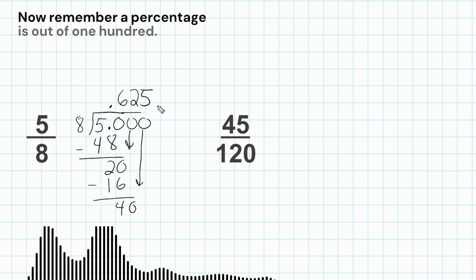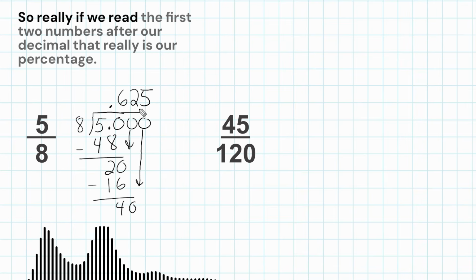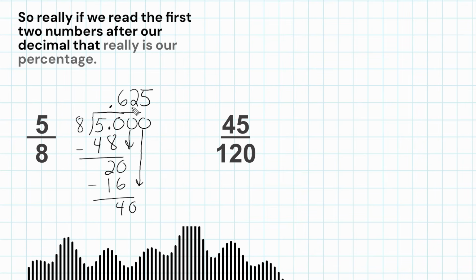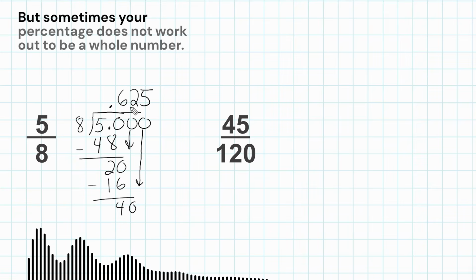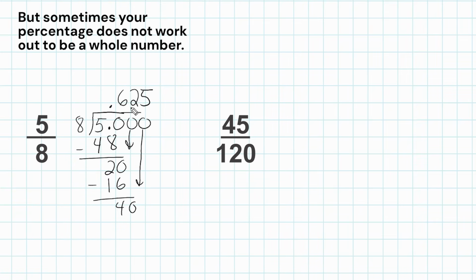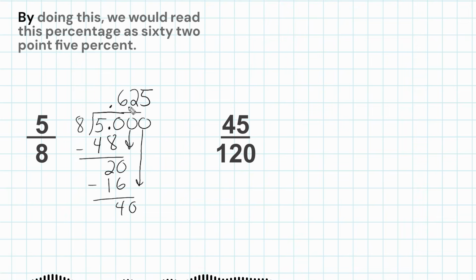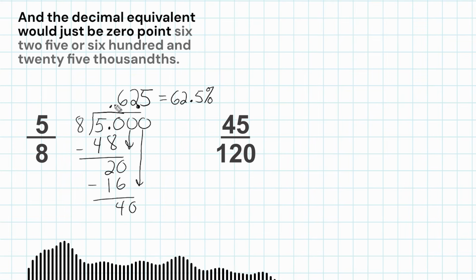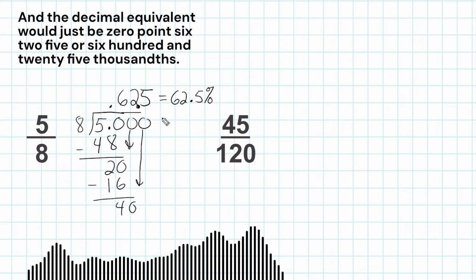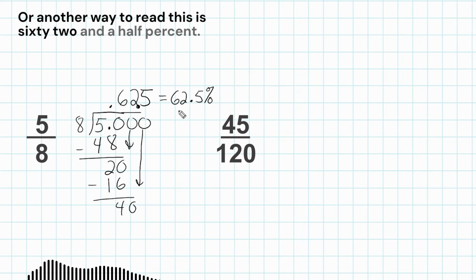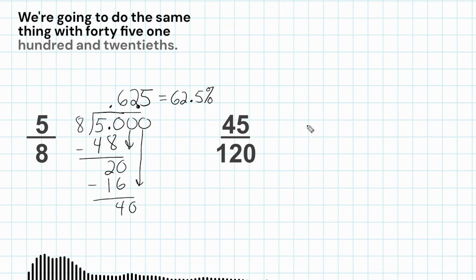Now remember, a percentage is out of 100. So really, if we read the first 2 numbers after our decimal, that really is our percentage. But sometimes your percentage does not work out to be a whole number. So what we're going to do is move this decimal 2 places to the right. By doing this, we would read this percentage as 62.5%. And the decimal equivalent would just be 0.625, or 625 thousandths. Or another way to read this is 62.5%.